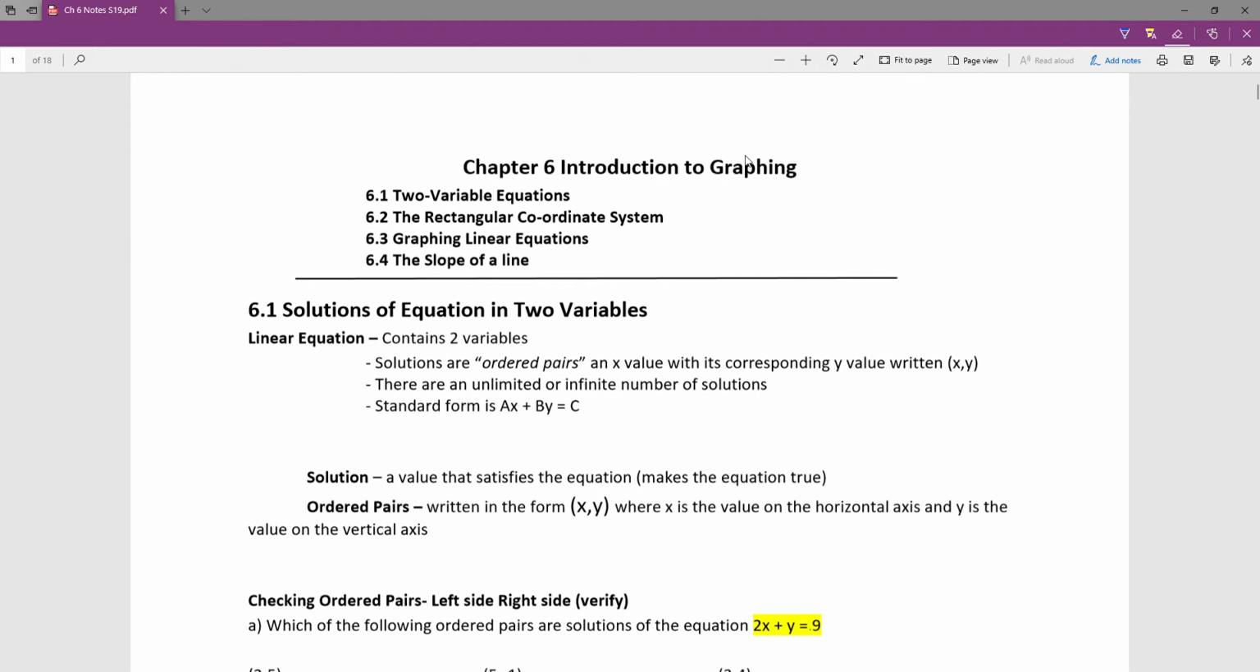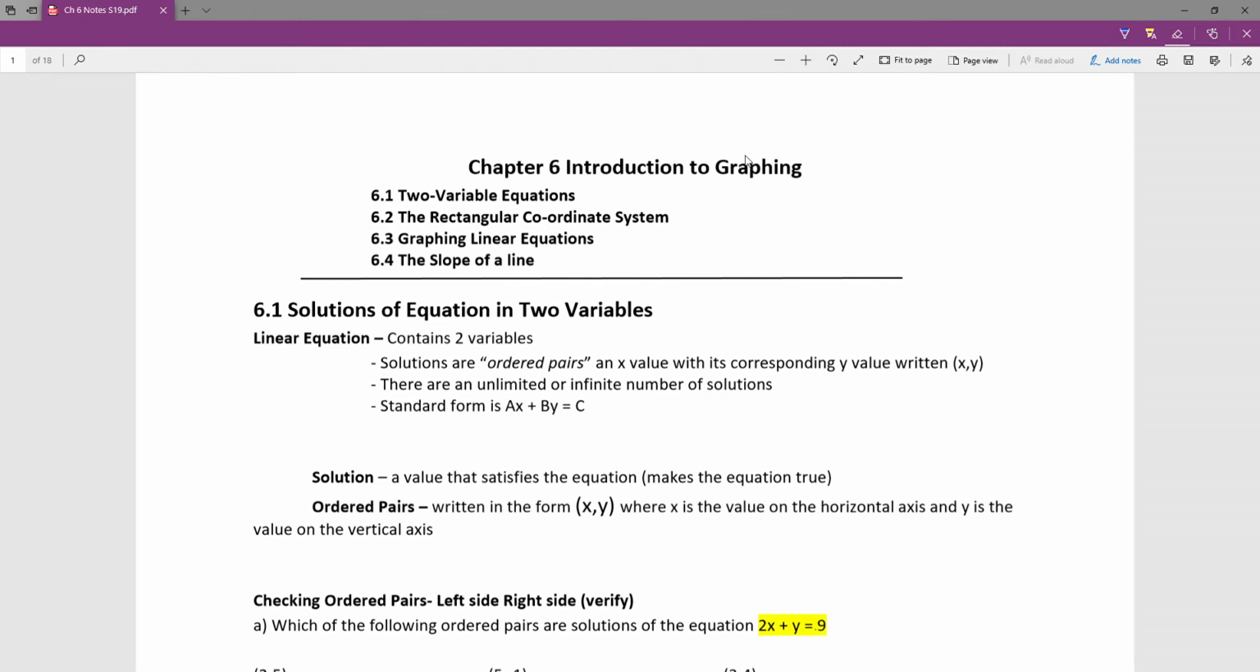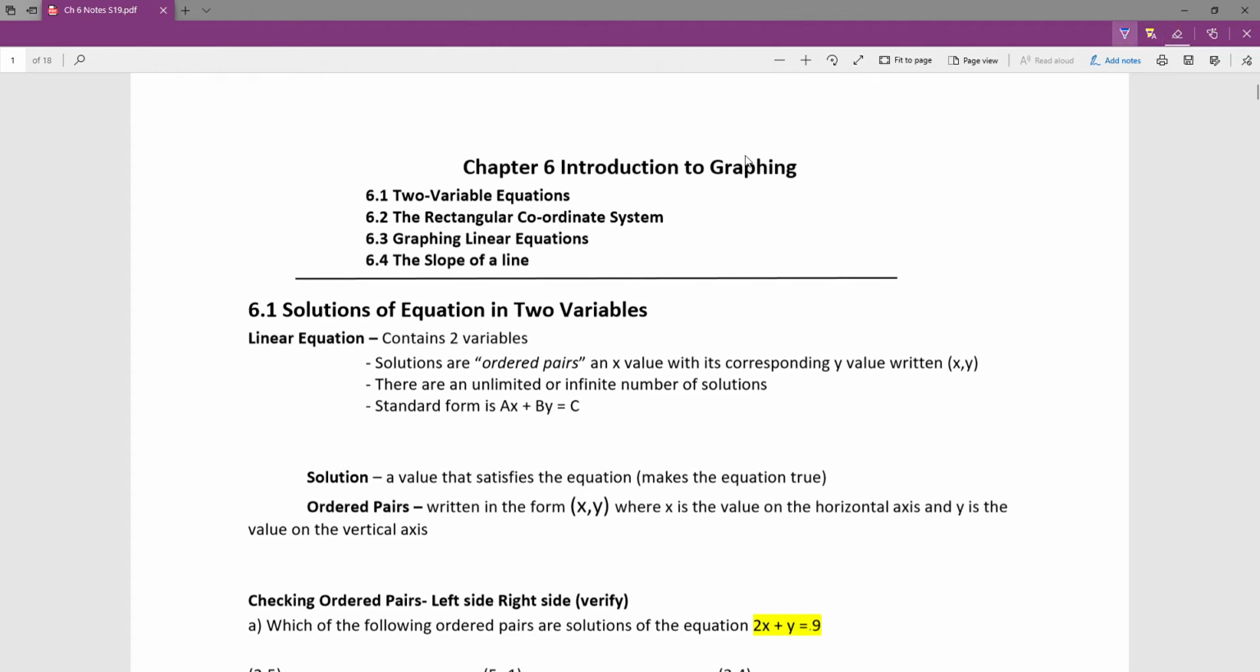So 6.1 is the introduction to two variable equations. All of chapter 6 is all about graphing and graphing linear equations, and two variable equations are linear equations. And so we're going to take some time with these two variable equations and understand a little bit more about them, because they're going to be the topic of study for chapters 6, 7, and 8 in this course.